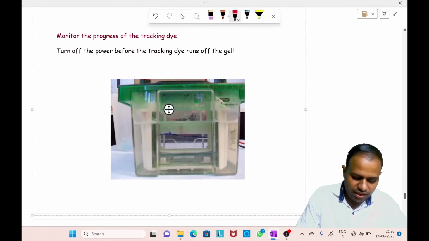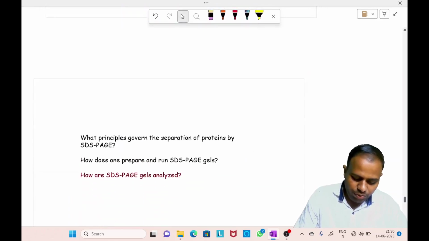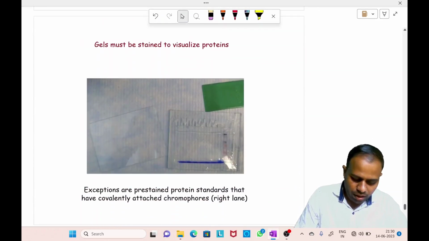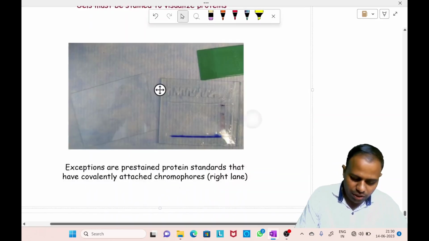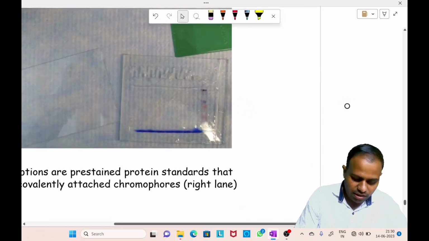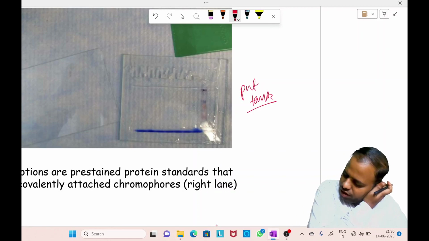You can see the separation here, and as I told you, when the tracking dye reaches the bottom of the gel, you have to stop. Once this is run and the SDS-PAGE is over, you can see the gel looks like this. You have to carefully remove this gel and put it in a tank. It can be any container where you can stain it.